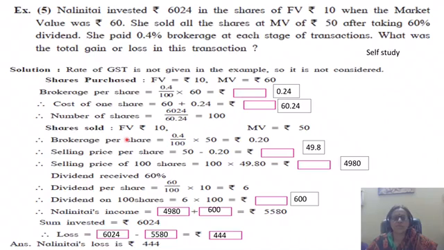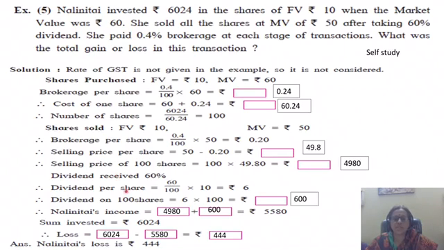Shares sold, face value rupees 10. So brokerage per share is 0.4% of 50. So it is rupees 0.20. Selling price per share that you calculate, that is market value minus brokerage. So it is 49.8. Selling price of 100 shares, that is selling price of one share multiplied by 100. So it is 4980.